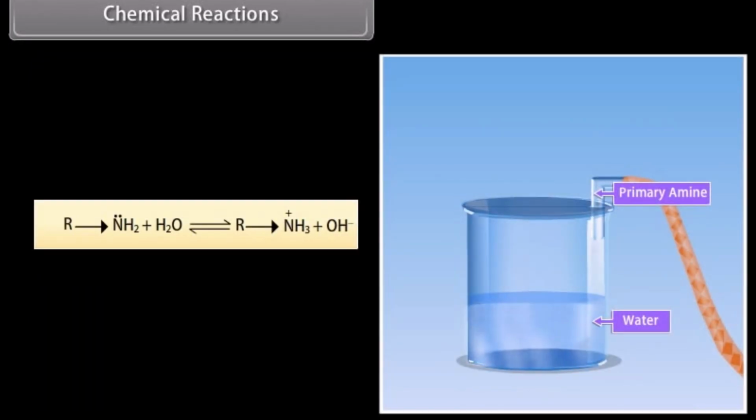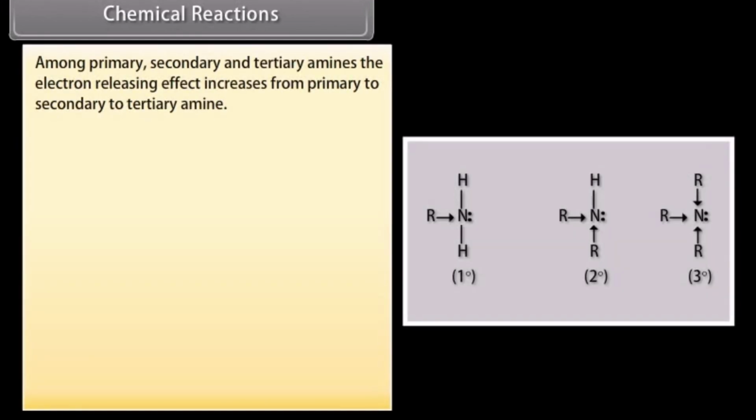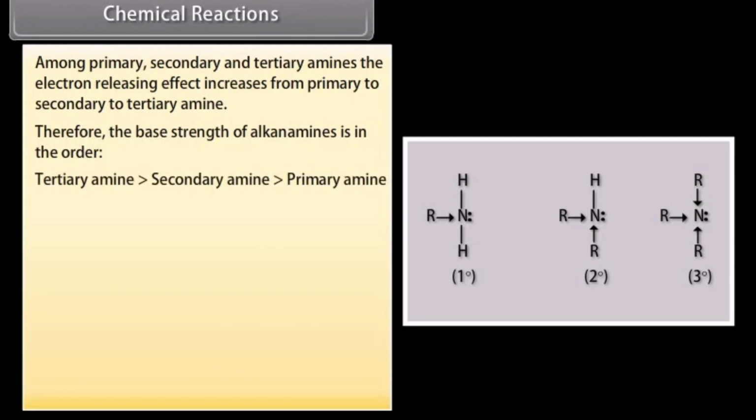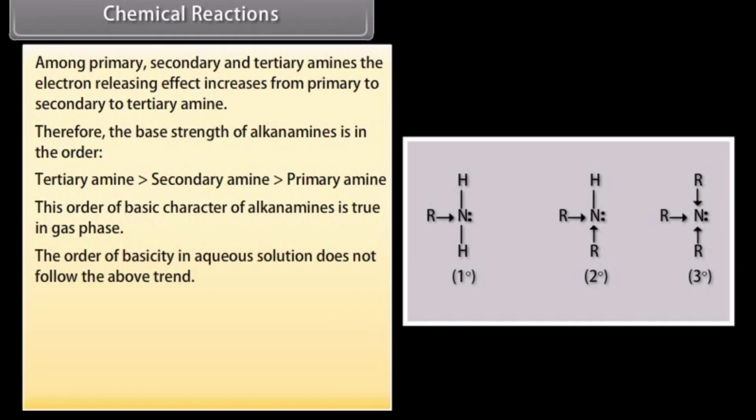Amines can easily be protonated by water in their aqueous solutions. Among primary, secondary and tertiary amines, the electron releasing effect increases from primary to secondary to tertiary amine. Therefore, the base strength of alkanamines is in the order tertiary amine followed by secondary amine followed by primary amine. This order of basic character of alkanamines is true in the gas phase. The order of basicity in aqueous solution does not follow the above trend.